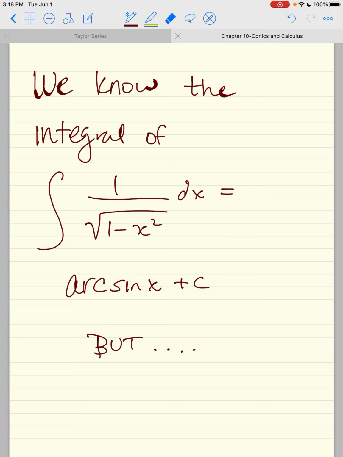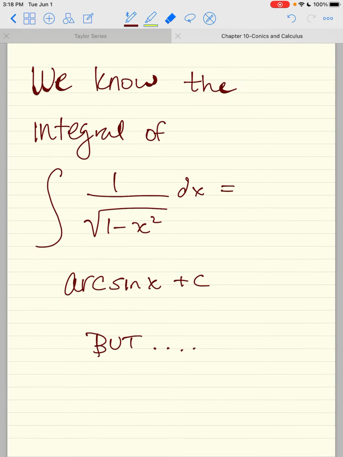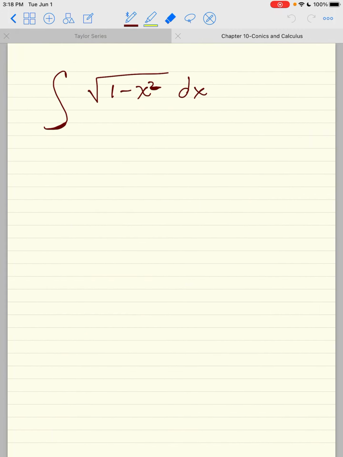We know that the integral of 1 over the square root of 1 minus x squared dx is arc sine x. But how do we integrate the square root of 1 minus x squared dx? This is actually how you do it, and it's not too challenging, it just takes a little while. We're going to let x equal sine theta, and basically it looks like arc sine theta, so that's how you can remember it. And what we're going to do here is change everything to theta.